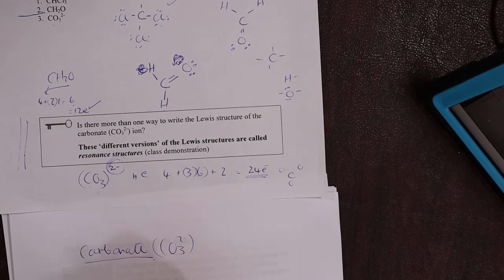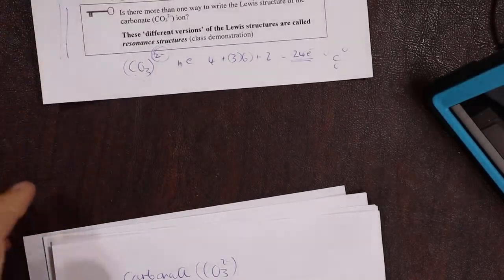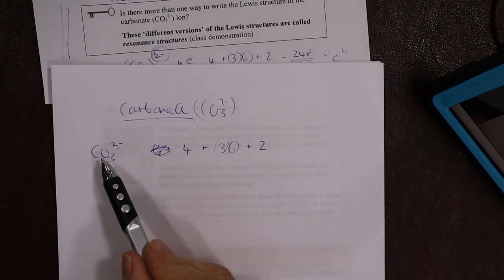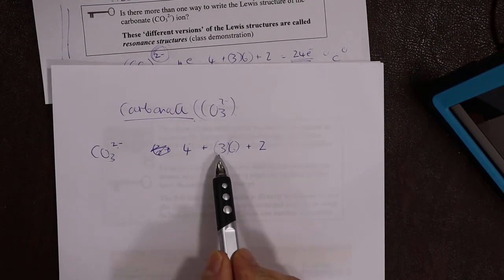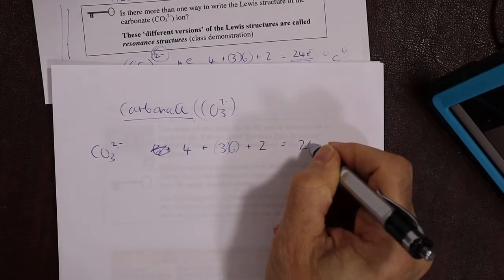Rule 1, how many electrons? Carbon has 4, column 4, 4 electrons. 3 oxygens, each has 6, plus the 2 from the outside charge. Okay, so let me just move that up so you can see it. All right. So carbonate, 4 for the carbon, 3 oxygen, 6 each, 2, add that up, 24 electrons, right?